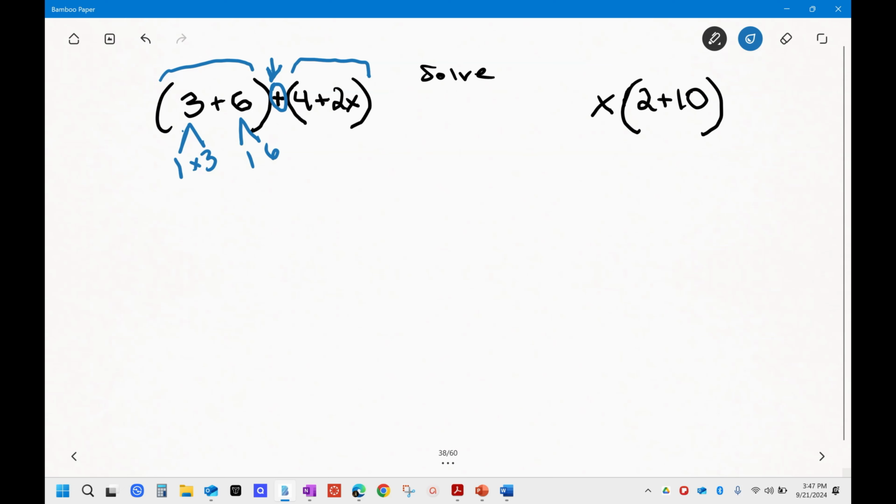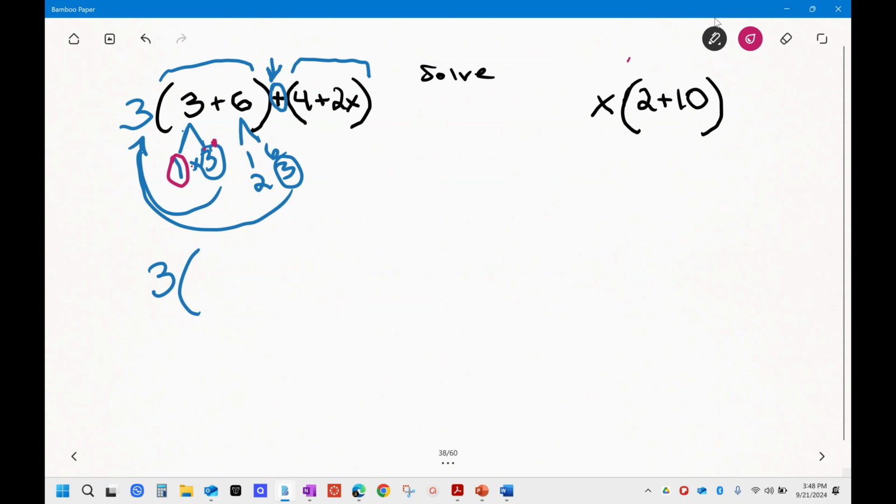1 times 6 is 6. And 2 times 3 is 6, and that's it. All right, so what factor numbers do the 3 and the 6 both have in common? Well, it's the 3, right? So we're going to take that 3, and we're going to set it outside of the parentheses. So now we have 3 outside the parentheses, and this 3 times 1 is 3.